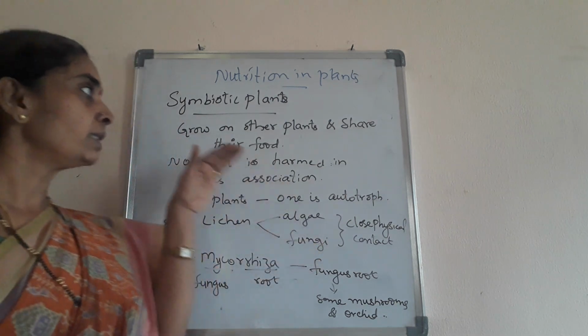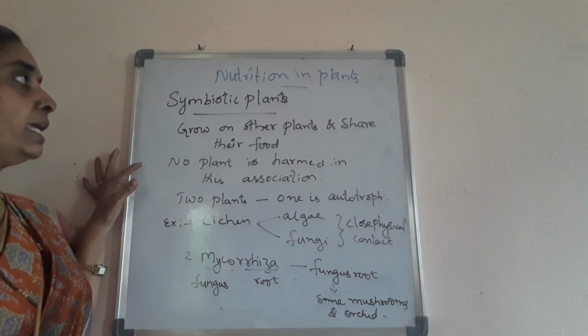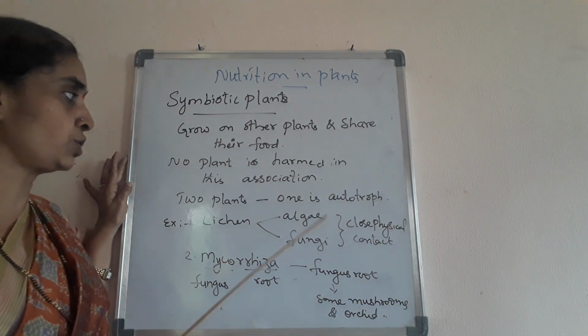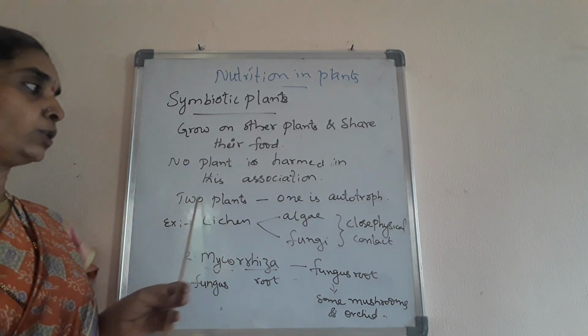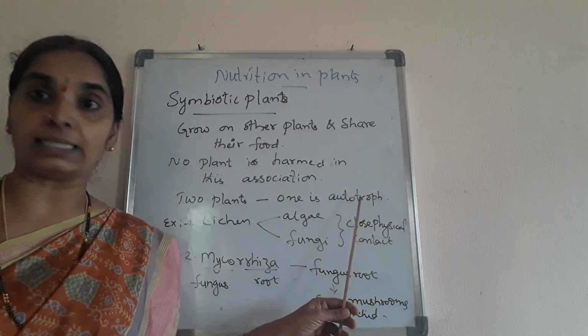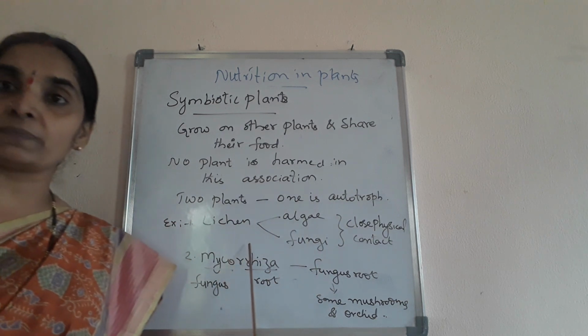We can see here they grow on the other plants and share their food. See here, no plant is being harmed in this symbiotic relationship. So in this association of the two plants, one is autotroph, that is one can prepare its own food, and the other cannot prepare its food. Here the best example is the lichen.